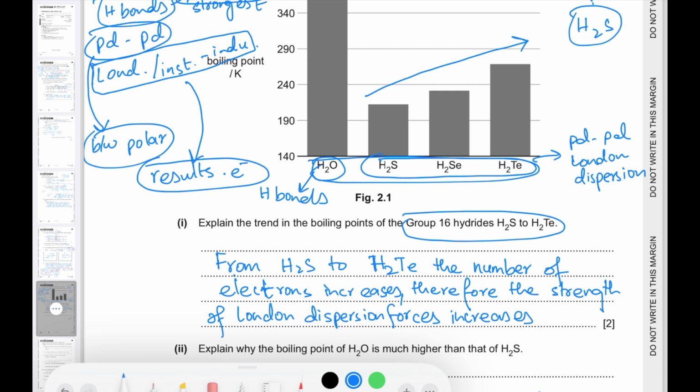And when the intermolecular forces between the molecules increase, that means a greater amount of energy is required to break these bonds or overcome these forces. In other words, a higher temperature is required to boil a certain compound.